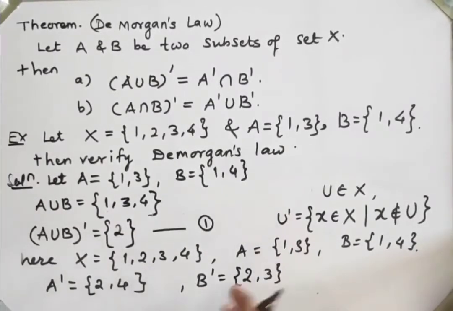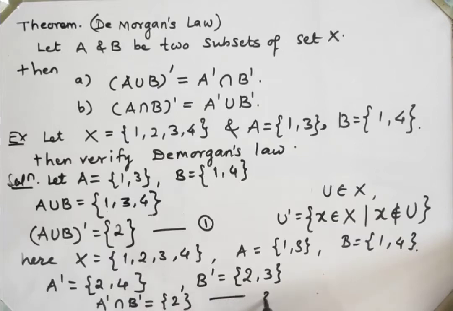Now we have to find their intersection. So what is the intersection? Intersection is the common points of the given two sets. So A complement intersection B complement is equal to... What are the common points in these two sets? 2 is the only common point, 2.